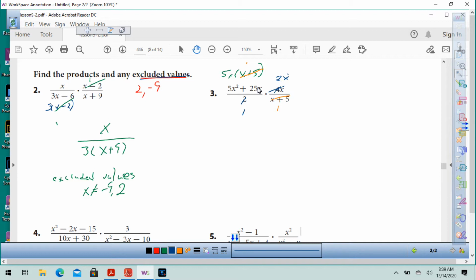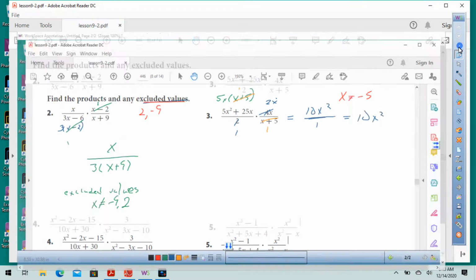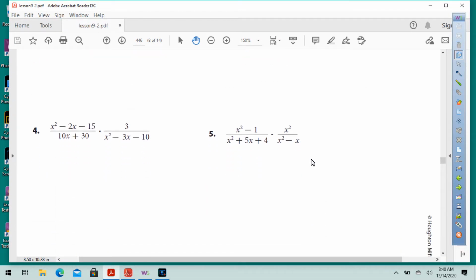Now, our excluded values: x cannot equal negative 5. And what do we have here? We have 5x times 1 times 2x. That's going to be 10x squared. And then we've got 1 times 1. So it's just 10x squared over 1, which is just 10x squared. Easy peasy. Let's try number 4.